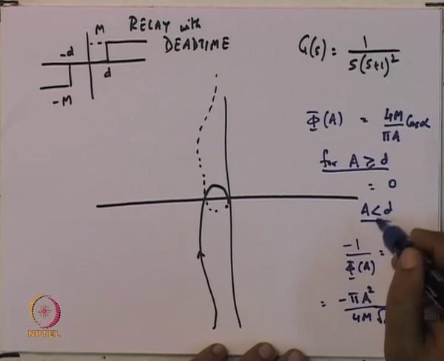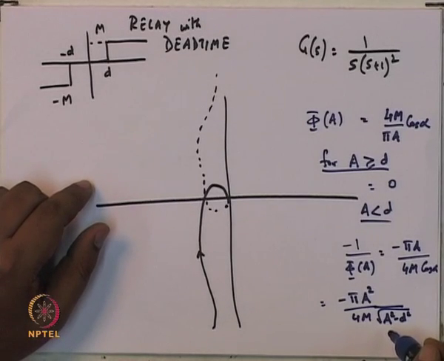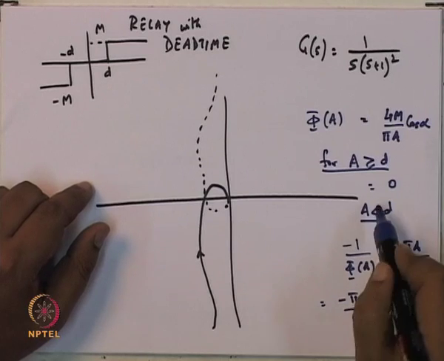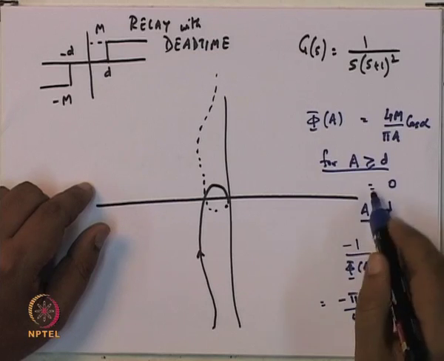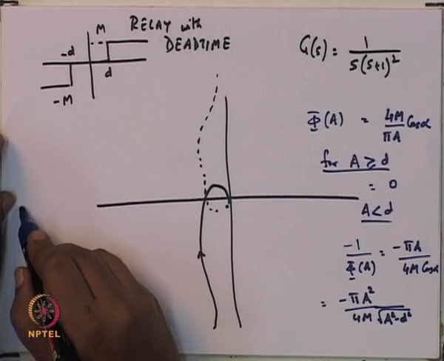Now, when a is 0 or when a is less than d, of course this formula is not applicable, but it's this formula which is applicable. So minus 1 by phi a is going to be at minus infinity.